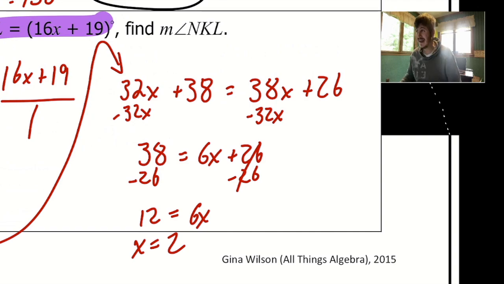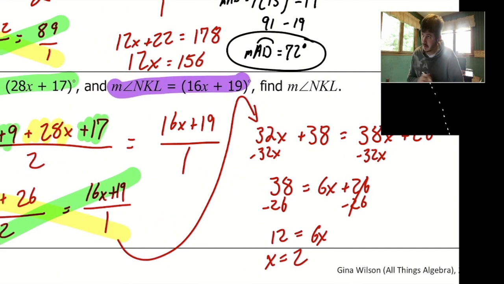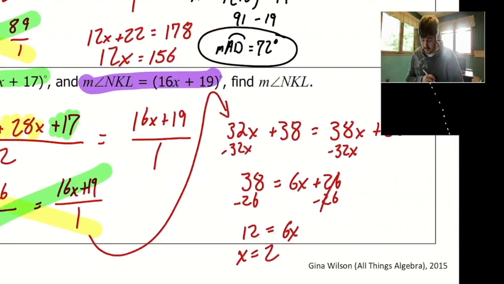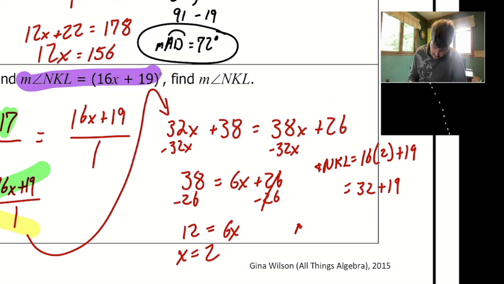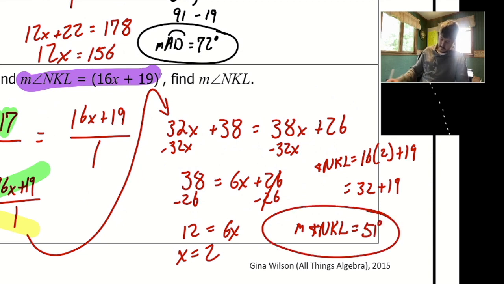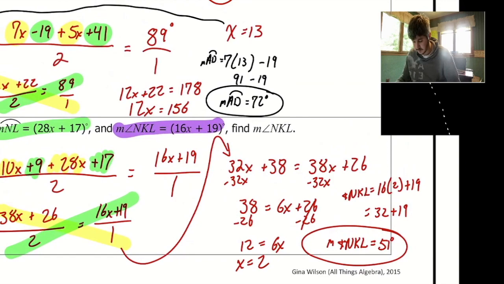But we just got to plug back into the angle, which I can still see on the screen right there, is 16x plus 19. That's what's labeled in the diagram. We're going to do just that. So angle NKL is equal to 16 times 2 plus 19, which is 32 plus 19. The measure of angle NKL is 51 degrees. A lot more work for sure, especially when there's more algebraic expressions, a lot more to keep track of. But that is the solution.